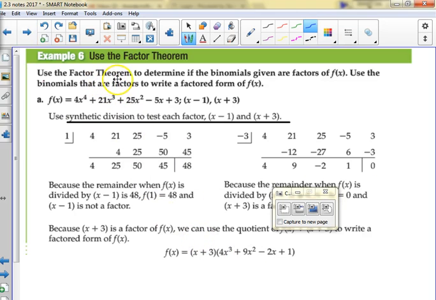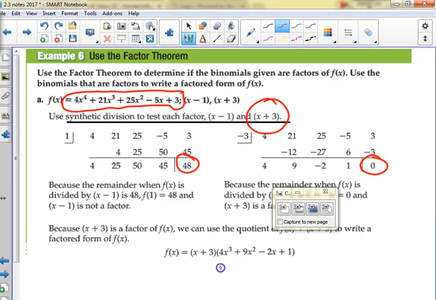So it says use the factor theorem to determine if the binomials given are factors of this. They give us this huge long thing, and they're going to do this on the homework. They want to know, is 1 a factor, is 3 a factor, etc., as x minus 1 or x plus 3. So they suggest you use synthetic division. This comes out 48. This comes out 0. So which is a factor? X plus 3 is a factor.